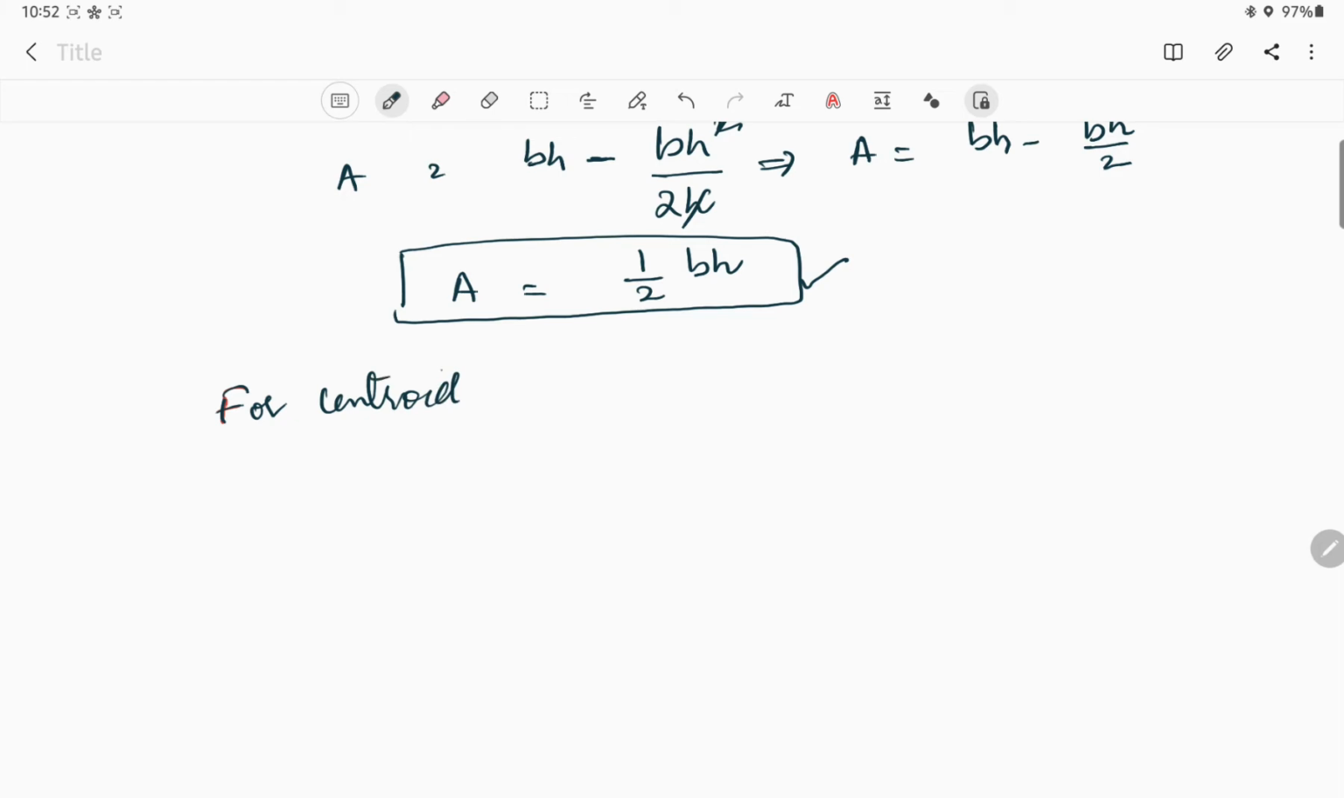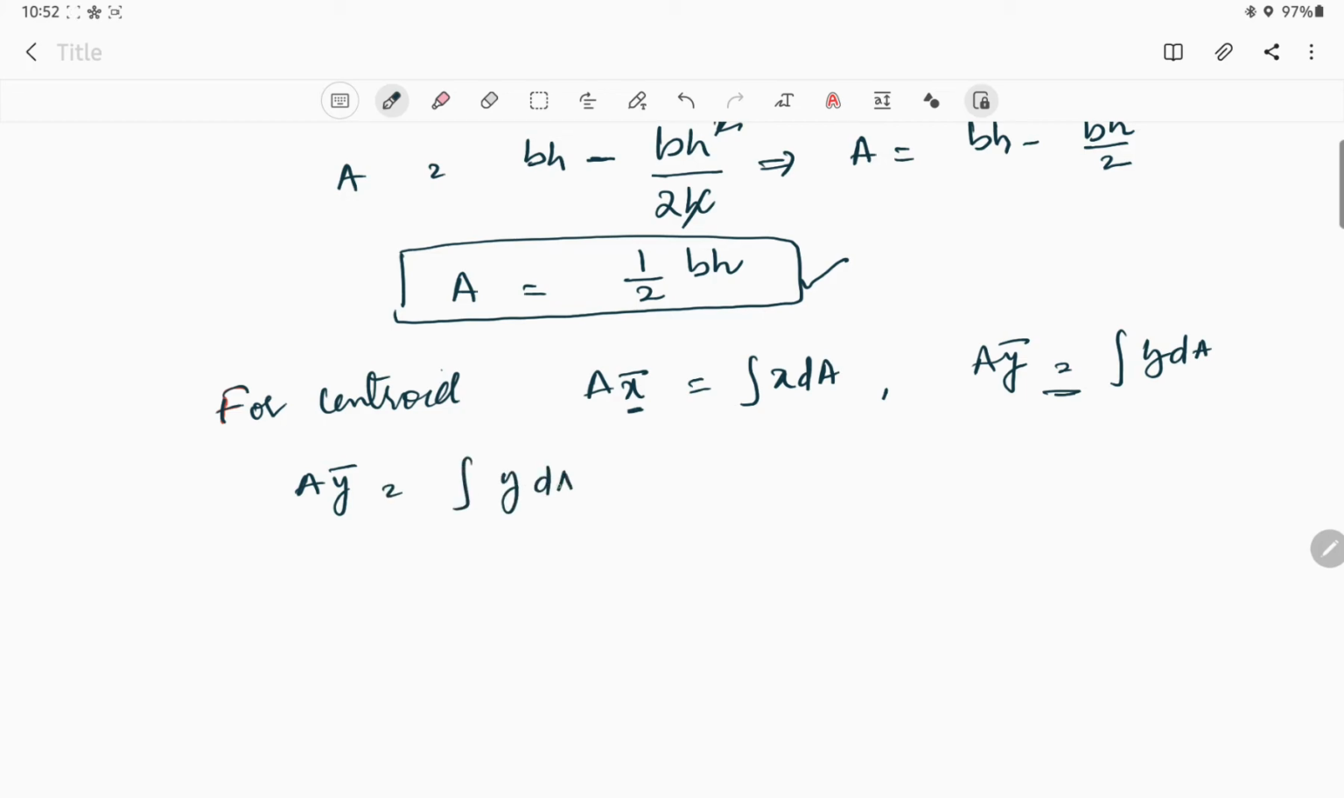we have to use one simple formula, that is A x bar is equal to integral x dA. And similarly A y bar is equal to integral y dA. So what is this x bar? x bar is the centroid, and integral x dA, what is that? We'll see here now. I'll take this formula first, A y bar is equal to integral y dA.